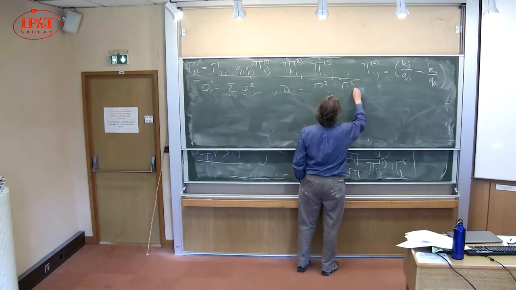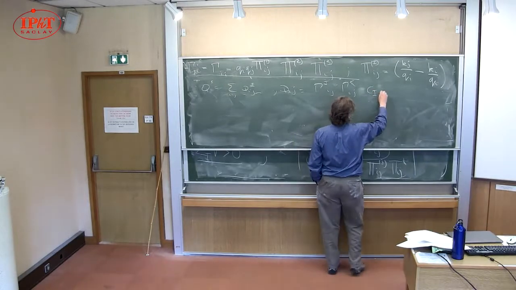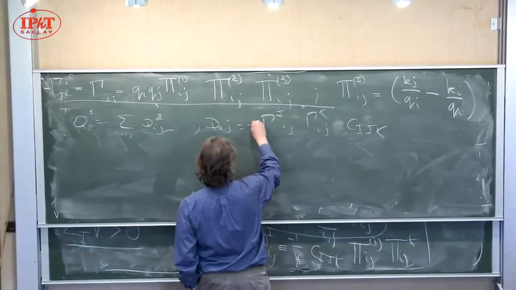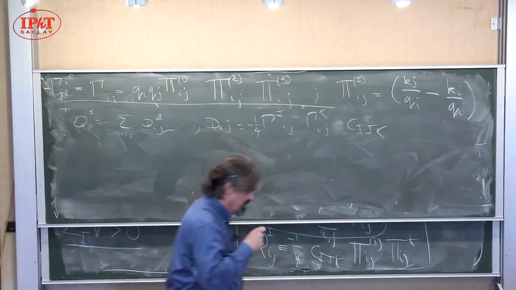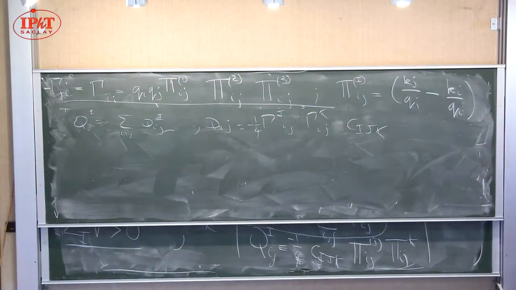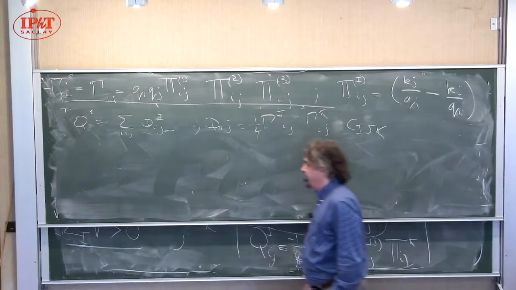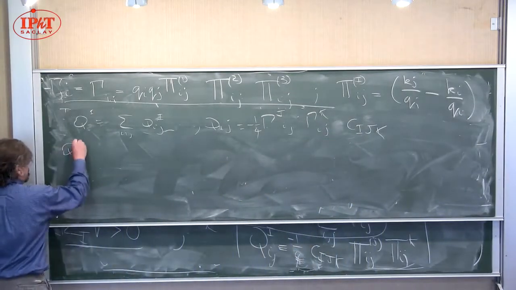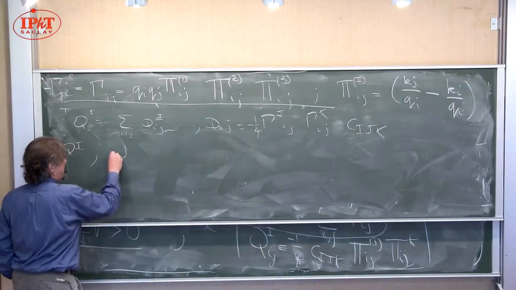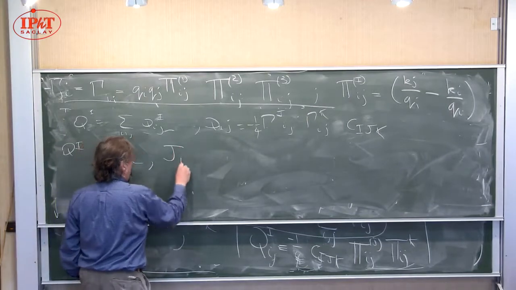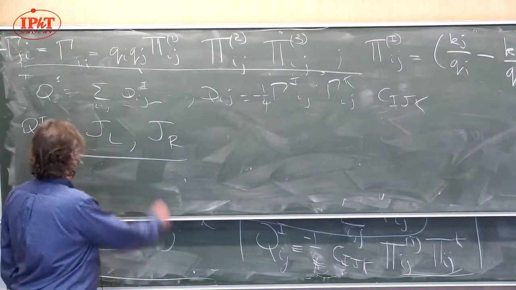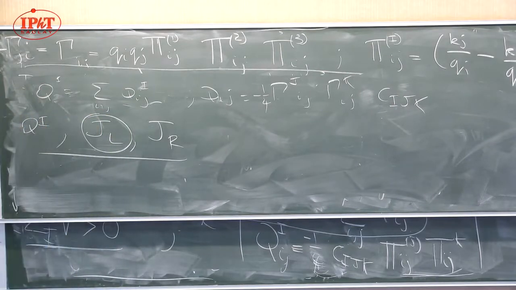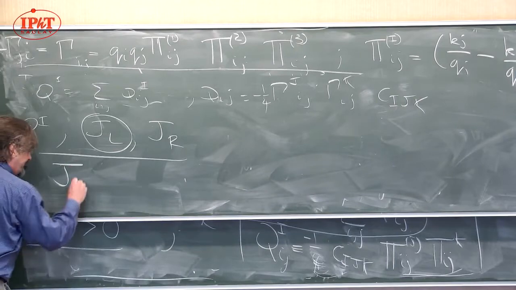Just capturing some things I said a moment ago. Minus a quarter, I think it's right. Okay, so in the notes I've written out in some more detail the charges that you get. Remember, these solutions are supposed to have some electric charges seen from infinity and some angular momentum J left and J right. We've reversed our conventions over the years, but I'm going to talk about a quantity called J left. J right's also in the notes, but the really interesting one is J left.